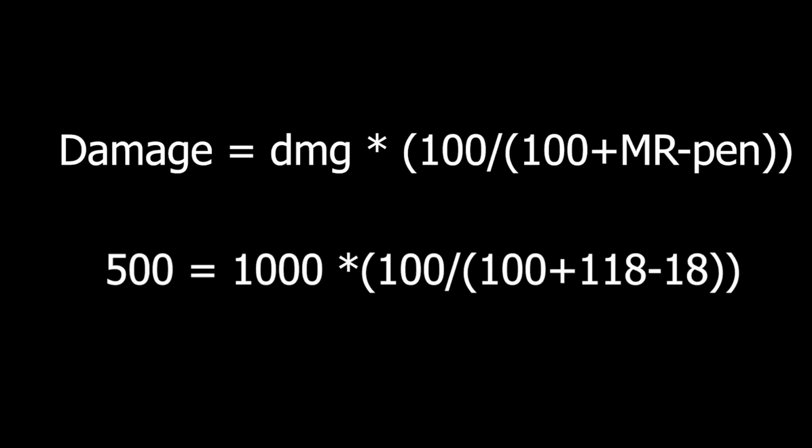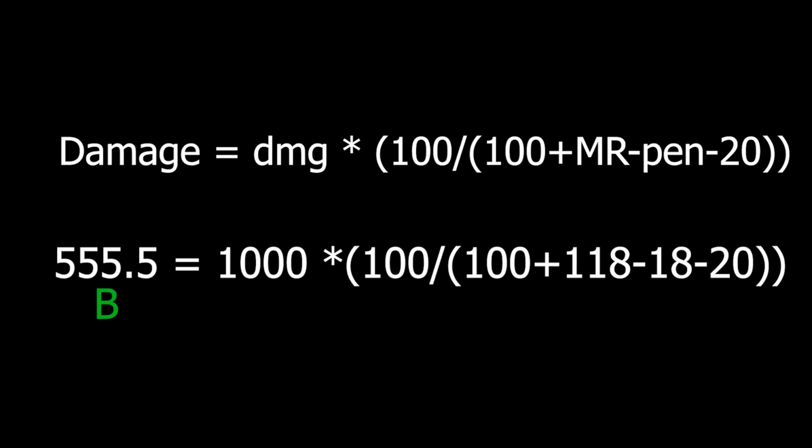We're going to take a spell which deals 1000 damage and reduce it by some MR, and we're going to get a value of 500, just to make it nice. We're going to call this A. So this is the damage before Shadowflame penetration. Now, let's look at the damage with Shadowflame penetration. We're going to use Shadow 20 just because it's nice and shows the biggest difference of the bug. So this gives us 555.